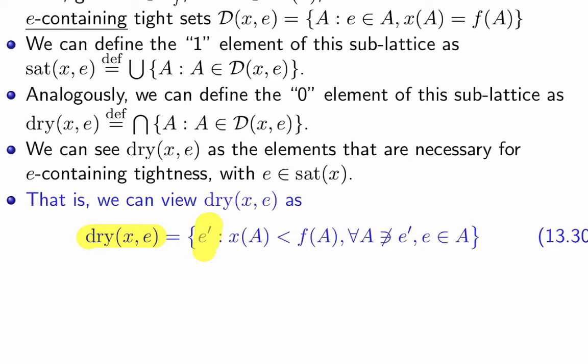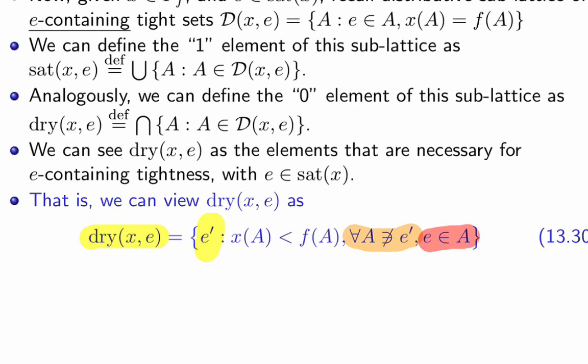That's basically saying it's all elements E prime such that, first of all, for all sets that don't contain E prime, but that do contain E, you're not tight. Right? So it's basically saying that you have to contain E, but you're not containing E prime. So it's the necessary elements for E containing tightness. That's the way of saying it.